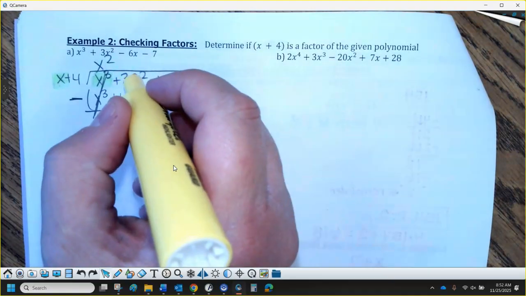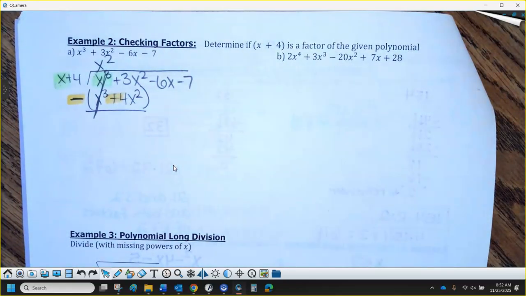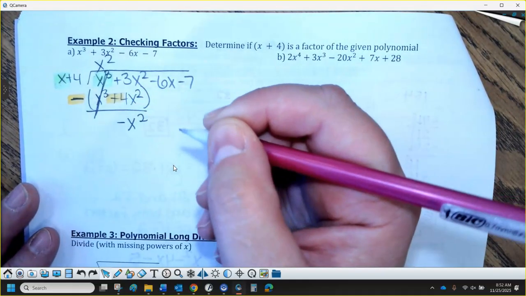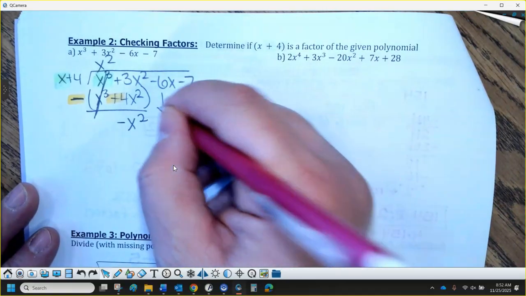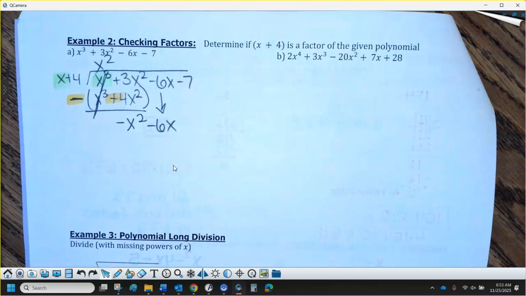And then I have 3x squared minus a positive. Minus a positive is just subtraction. So it's just 3 minus 4. So this would be just a negative 1, or just negative x squared. And then I'm just going to bring down that next digit, the next term in the polynomial. And I'll ask you again.